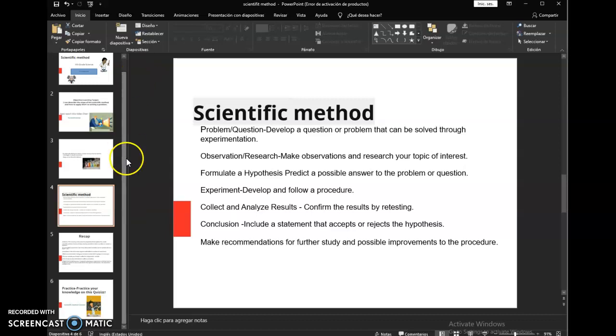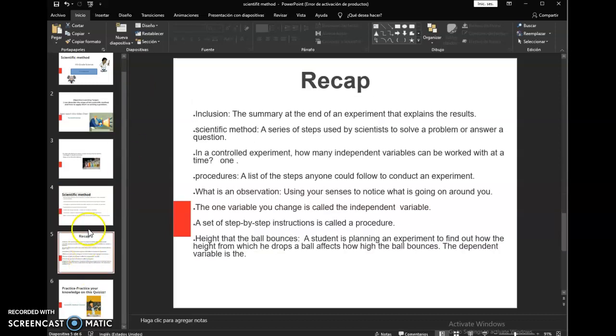Alright? A little recap. In this case, we can use a little recap after you watch the video and also read all the scientific method. Alright? All this is recap. The students are going to read. If they mispronounce some word, I'm going to give them the right pronunciation. So it's really important, and it's also really good. So in conclusion, we can use the summary ending of the experiment that explains the result.